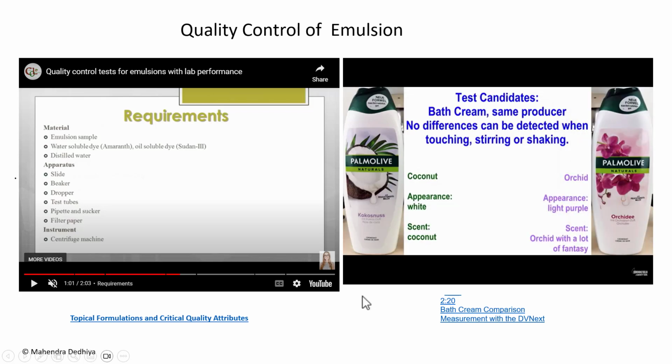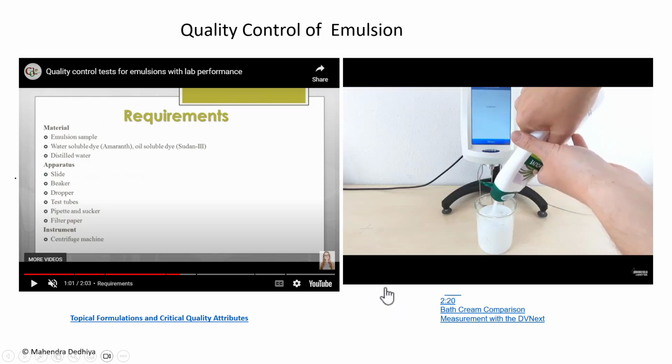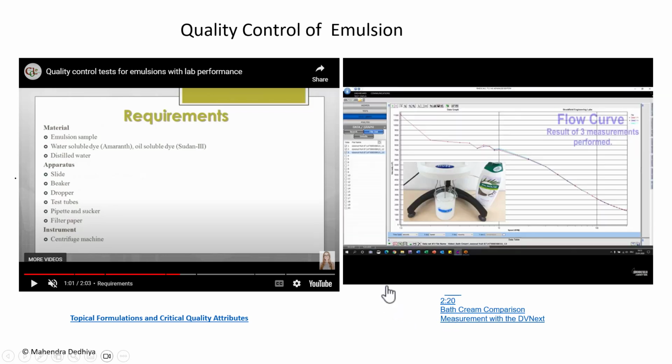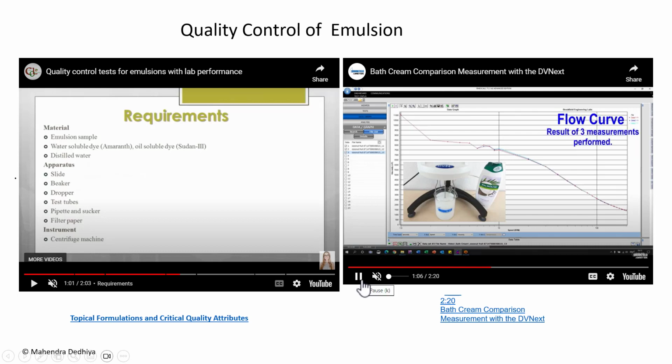So the two products are coconut and orchid flavor. A viscosity profile is generated to see the difference. So here's the profile of the first product, and we can understand the shear rate and shear stress relationship. And these are both shear thinning products.